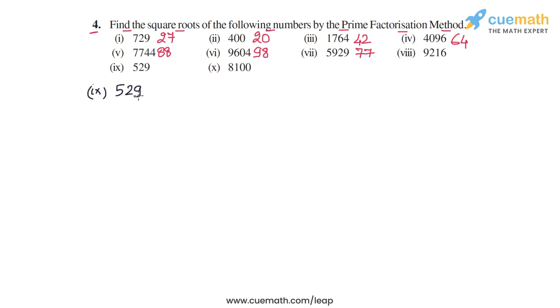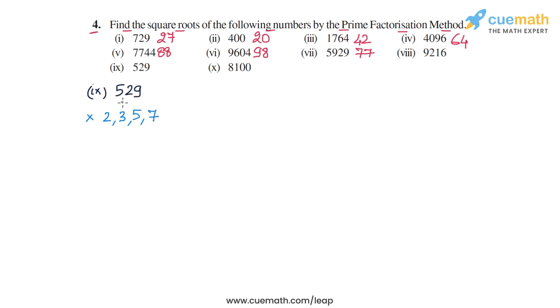In part 9, we have the number 529. Now 529 is not even, so it's not divisible by 2. It's also not divisible by 3 because the sum of digits of this number is 5 plus 2 plus 9, that's 16, which is not divisible by 3. It's also not divisible by 5, and we can check that it's also not divisible by 7.